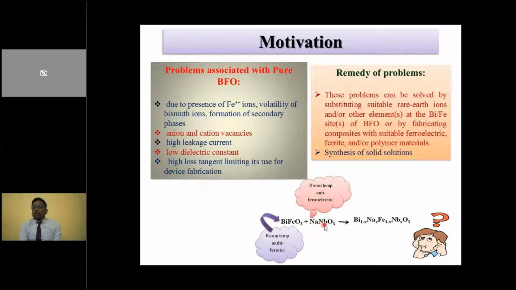with sodium niobate, which is a room temperature antiferroelectric. And we will show how the structure changes, how the properties, basically the electrical properties as well as the phonon mode properties, change with making the solid solution with this sodium niobate.